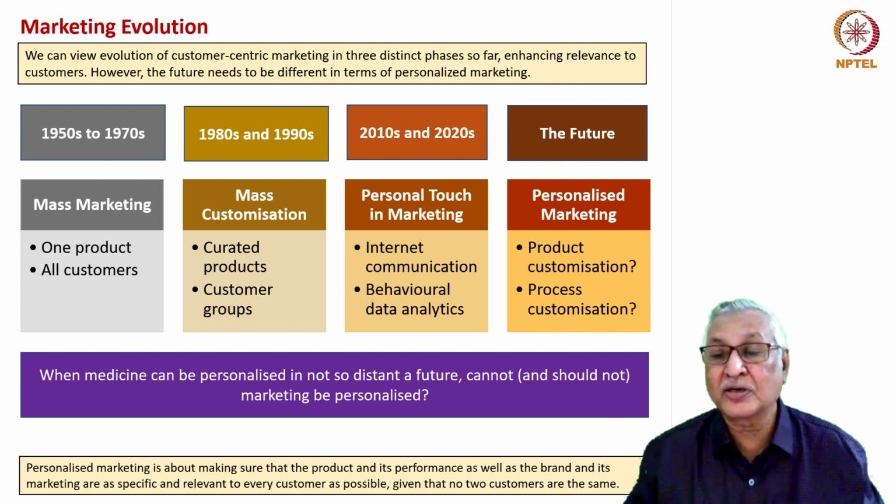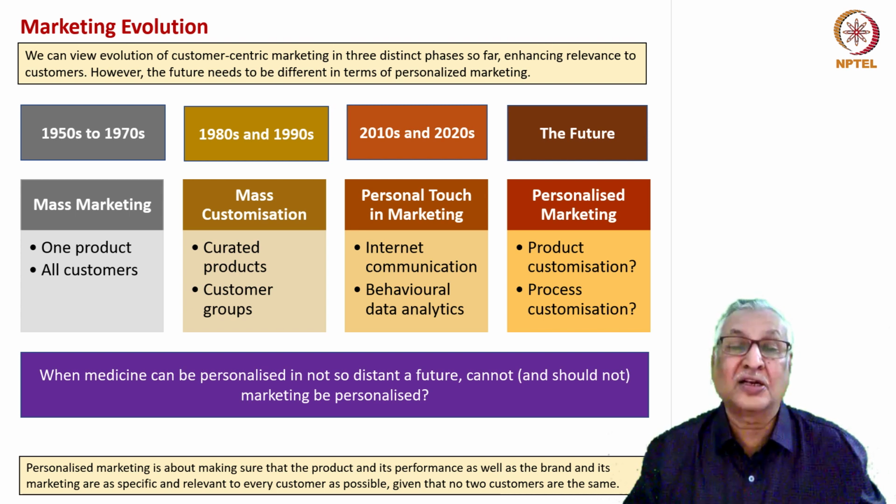It could happen through product customization, it could happen through process customization. When medicine can be personalized in not so distant a future, cannot and should not marketing be personalized? As we all know, each body is different, each disease pathway is unique, and each cell behaves in a different fashion. Under such circumstances, we are trying to visualize and operationalize a situation in not so distant a future where medicines can be personally prescribed.